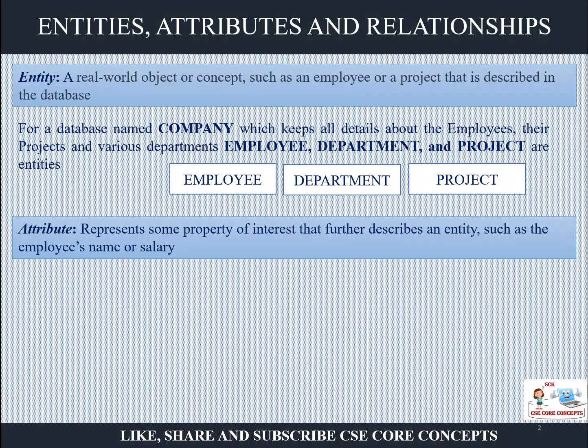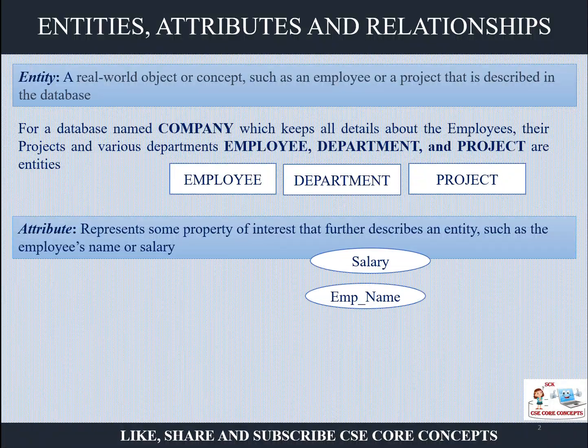Attributes represent some property of interest which further describes the entity. Let's say for an employee, what are you going to store? You are going to store the name of the employee, his birth date, his address, telephone number, mobile number, email address, salary. So the details which you are going to store for that entity are called attributes. So for an employee, your attributes can be salary, employee name.